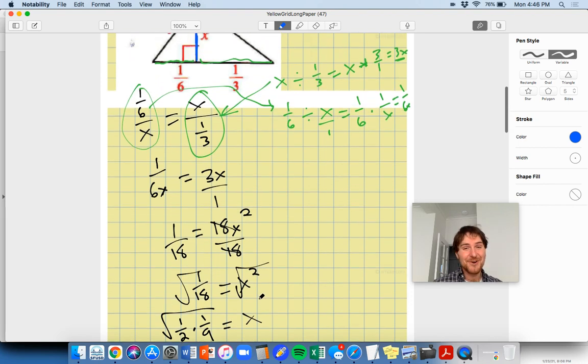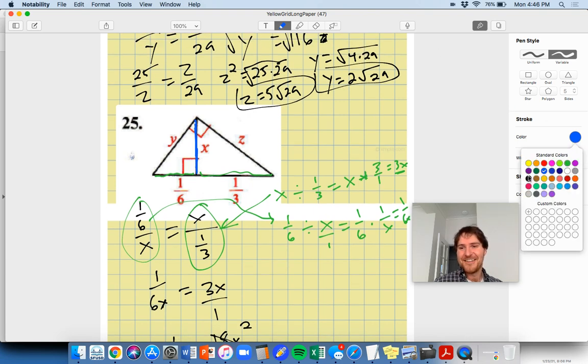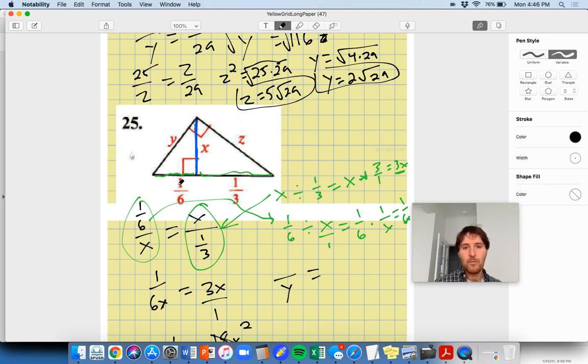Man, this problem might be a little bit too hard for you guys right now. Anyways, wow, this is a tough one. Here, this one here. What are you going to do for this one to get y? Well, y is the geometric mean of what? 1/6. Okay, the geometric mean of 1/6 and 1/6 plus 1 over 3, so that would be 2/6. So that would be 3/6, which would be a half. Okay, a half. There you go.